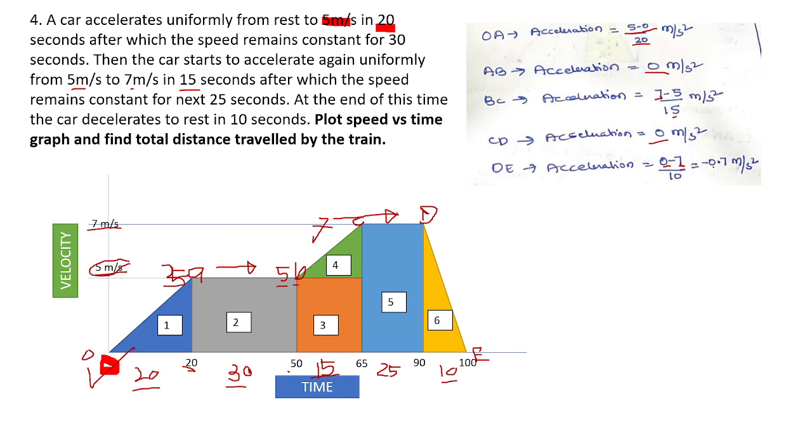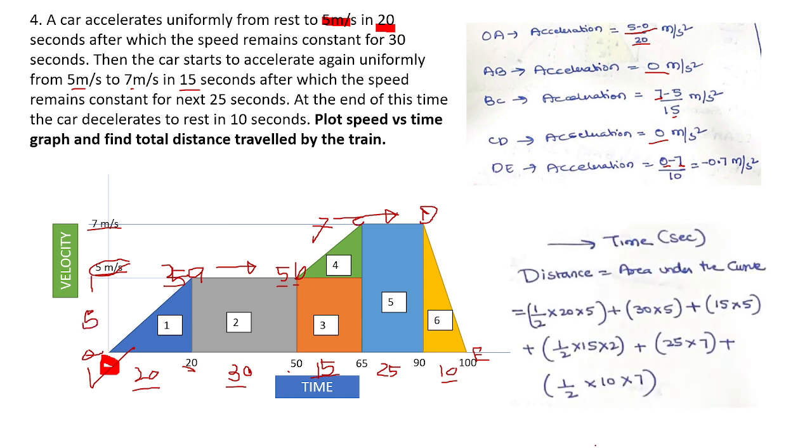Now, how are you going to compute the distance? This is just the area of the triangle. The total height here is 5. For example, this is for area 1: one-half base times height, this is the area of the triangle. The base is 20 seconds, the height is 5. So you have this one.